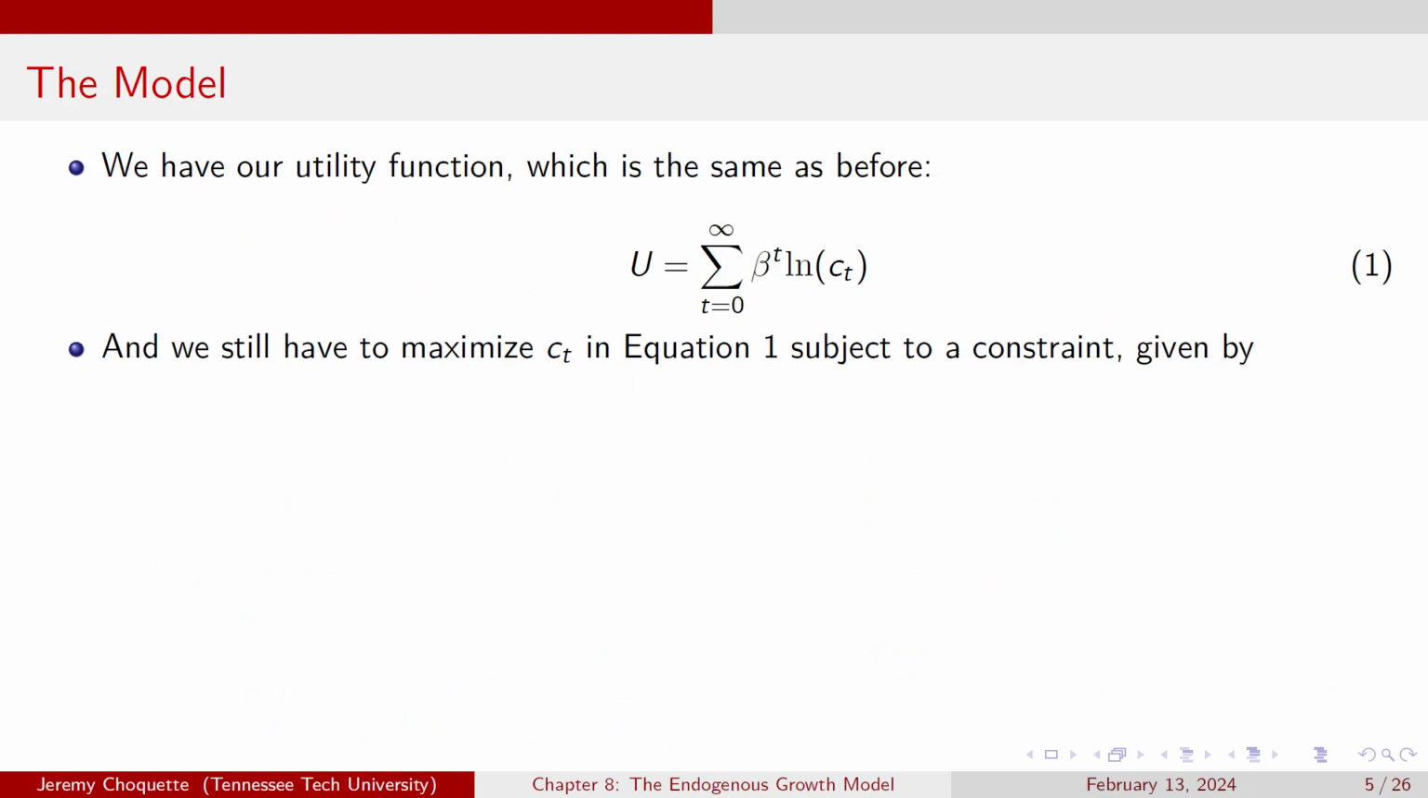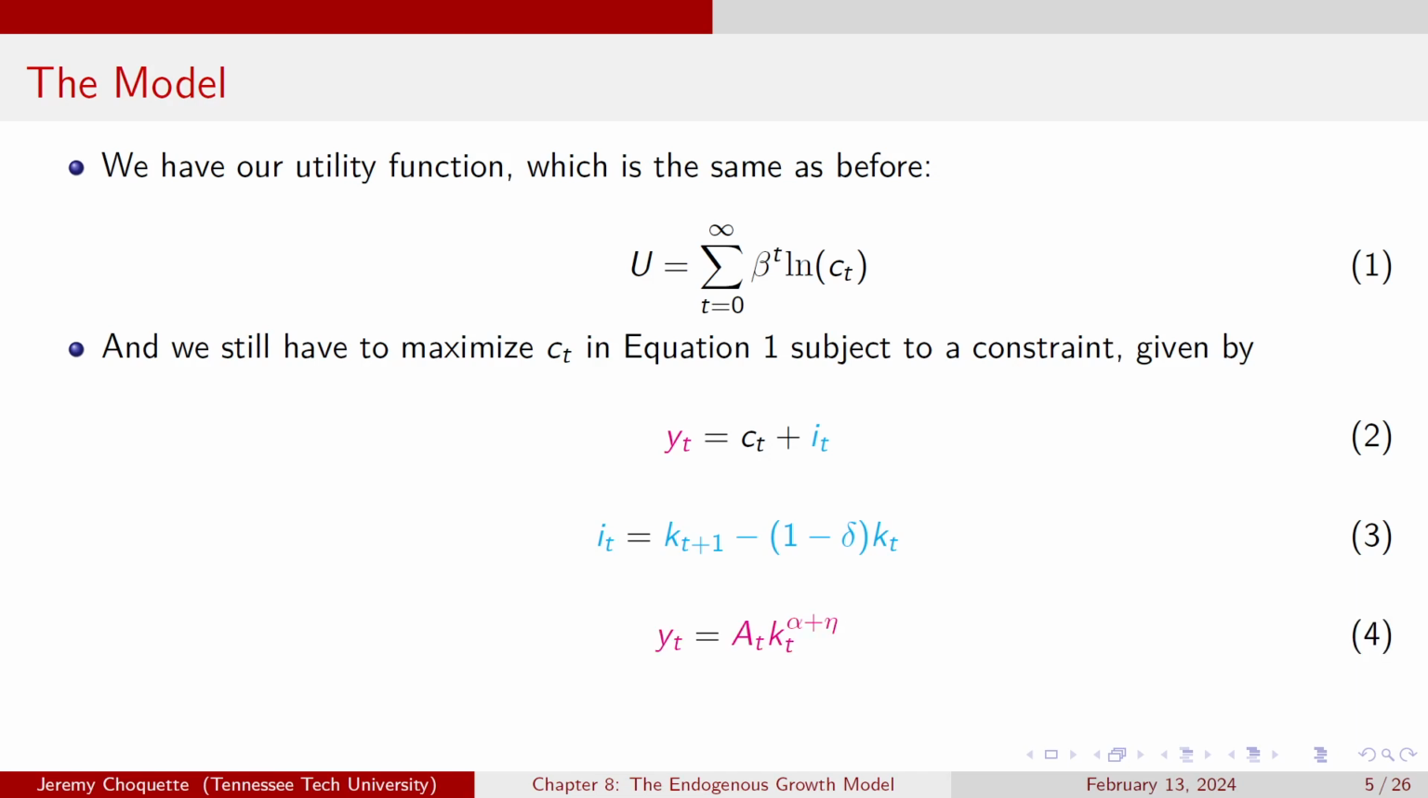So we've got the same utility function, right? U equals the sum as t goes from 0 to infinity of beta to the t of the natural log of c_t, or consumption. We still want to maximize consumption subject to a constraint given by our resource constraint in equation 2, y equals c plus i. Investment is still given by the flow of capital, or the law of motion of capital. Output is the different one.